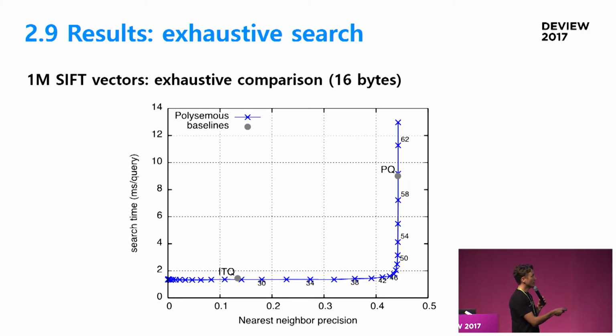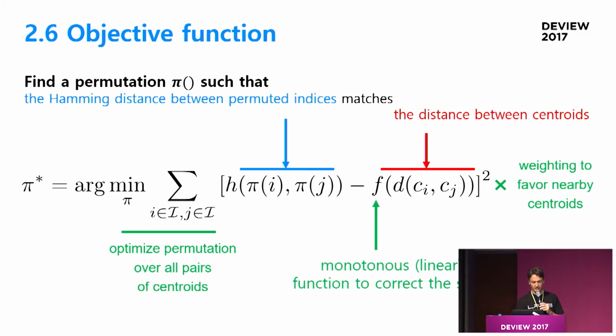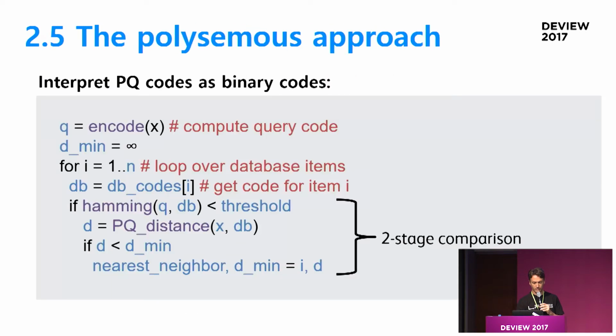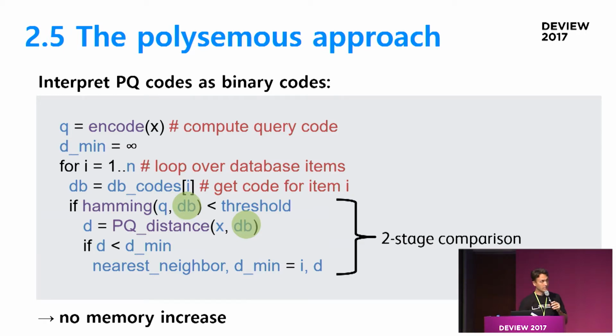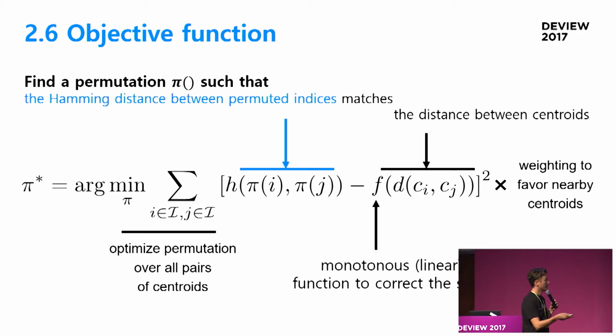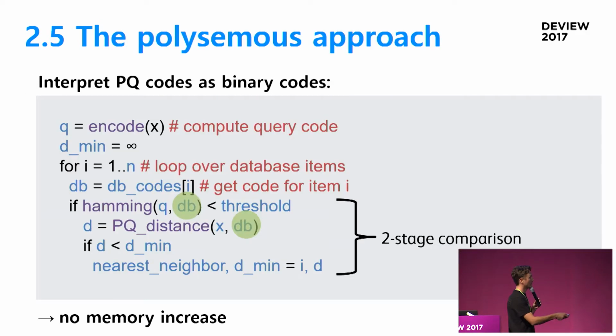And what we show in blue with the crosses are the results of the Polysemous approach. So why do we have a whole line? It's because here in our two-stage filtering approach, we can vary the threshold, okay?